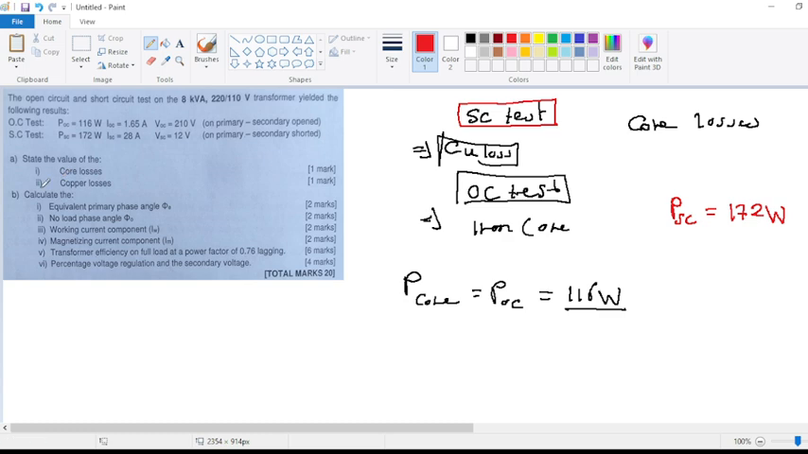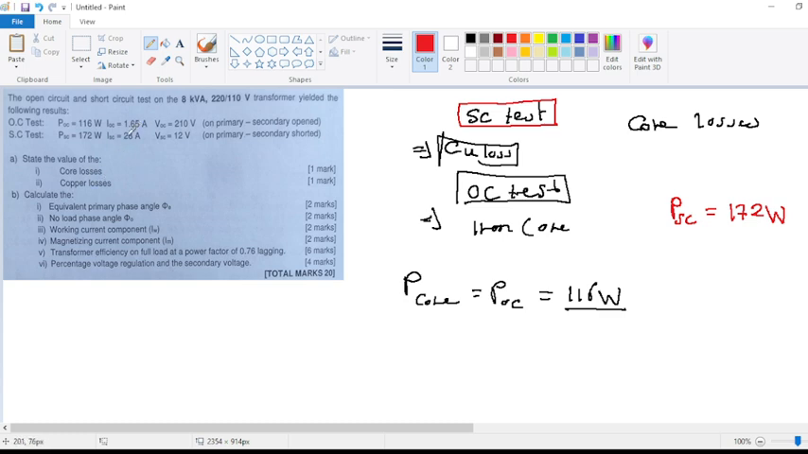The copper losses here, we have to know the loss of the copper at full load, and at 28 amps. So we have to calculate the copper losses at full load and at this current, because we don't know the full load current of this transformer. So let's calculate the current at full load. Then we'll be able to tell the copper losses at that full load.